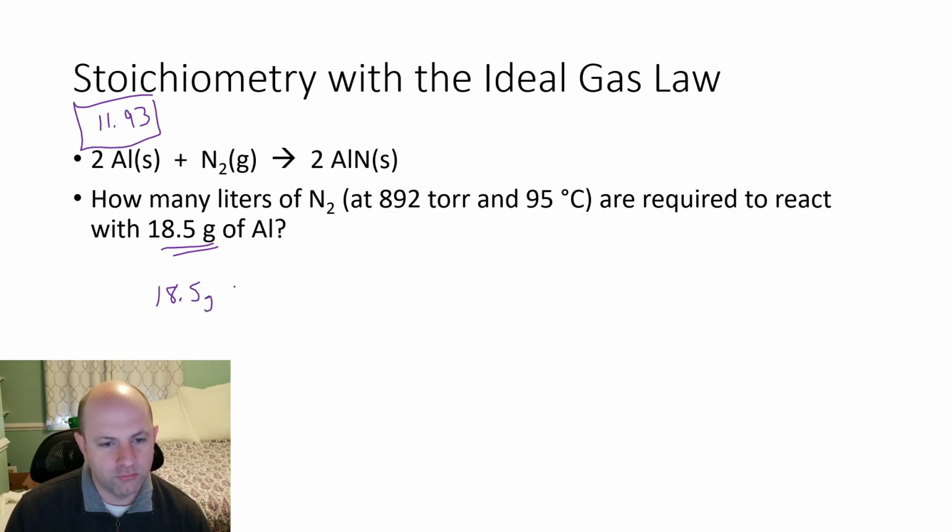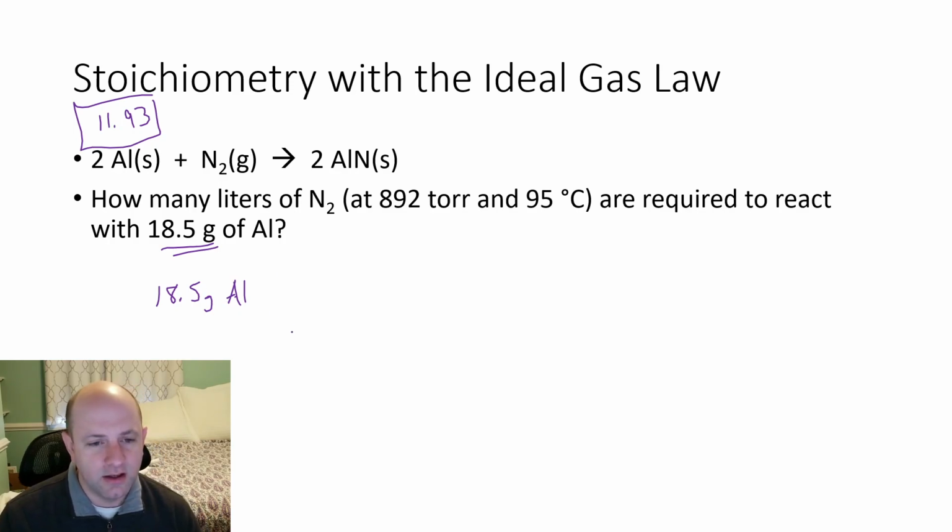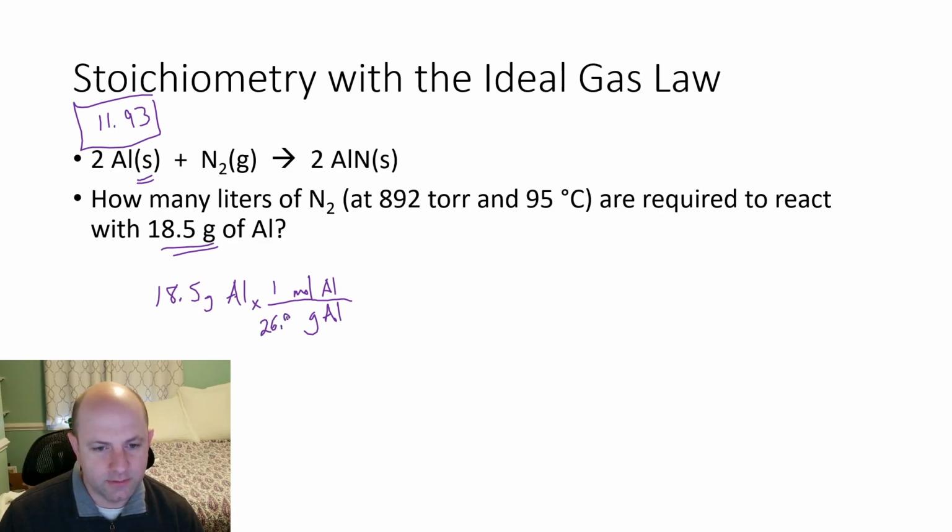18.5 grams of aluminum. I know to start with normal stoichiometry because I'm looking at a solid, grams of a solid. So grams of aluminum on the bottom, moles of aluminum on the top, and we look up the molar mass on the periodic table, that's 26.98. That's our first step, get to moles. Good, we're at moles of aluminum.